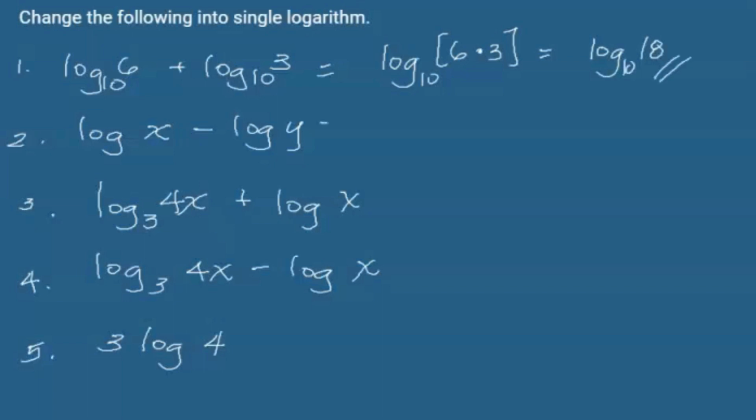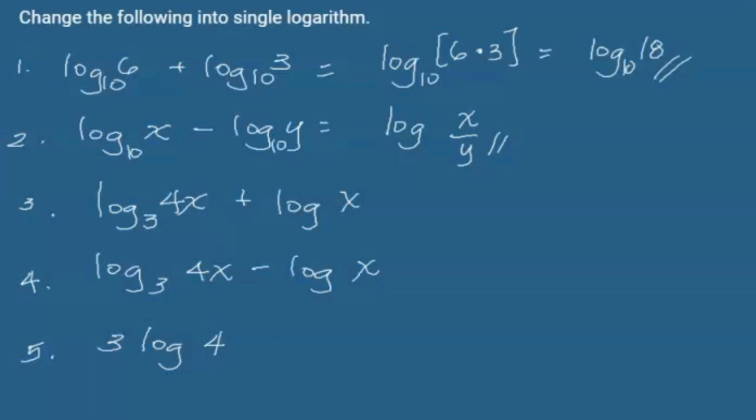Number 2, logarithm of x minus logarithm of y. So since it's minus, that's the quotient law. So that would be the logarithm of x over y. There. Also in logarithm, if the base is not written, it is understood as base 10. Okay, so it's like base 10.